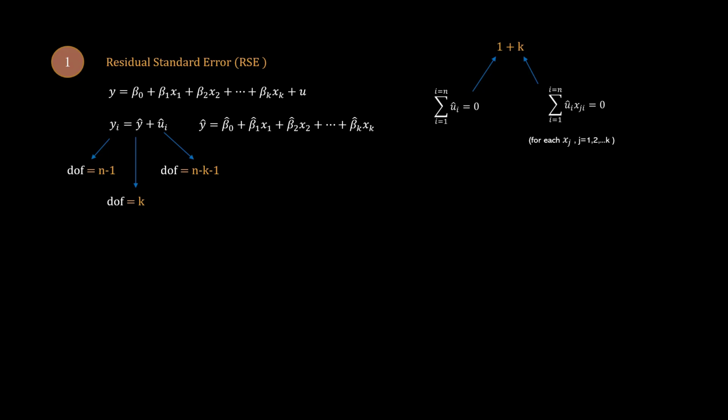Or in another way, consider that there are k plus 1 parameters that have to be estimated, which drive y hat, but there is one constraint on all the beta parameters, that the sample average of x and y must satisfy the OLS line. Therefore, RSE is given as the square root of SSR over n minus k minus 1, which is the degree of freedom of the residuals.